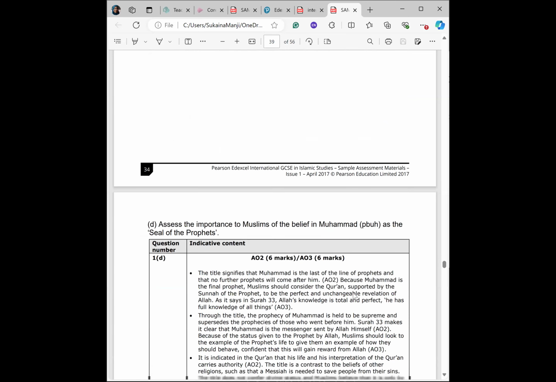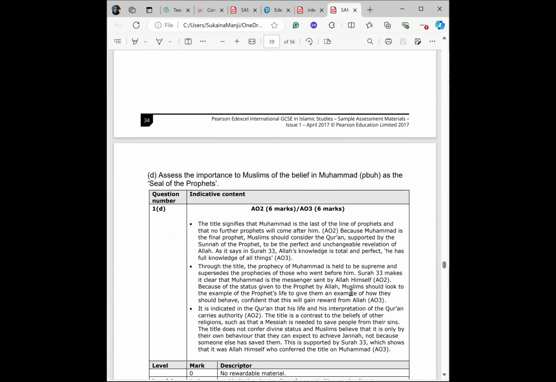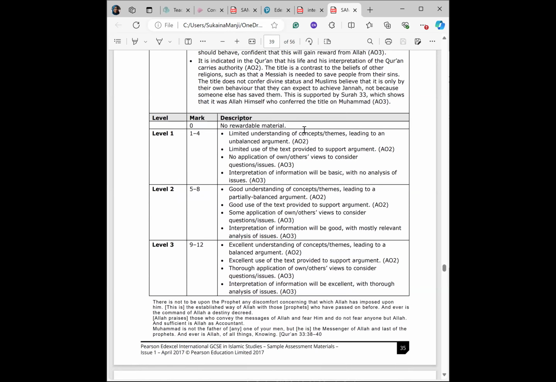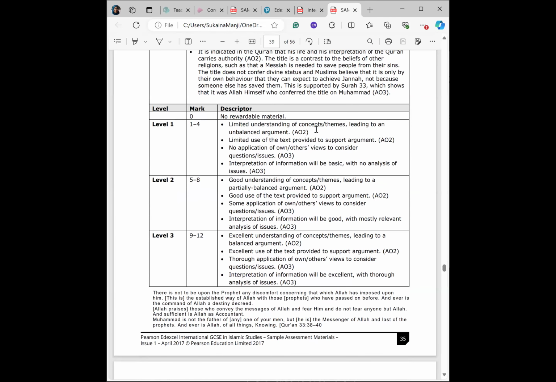And the D question, which is again level based, and this is where a lot of analysis needs to happen. For example, this question was, assess the importance to Muslims of the belief in Prophet Muhammad as the seal of the prophets. So here you can see indicative content for the examiner, which you can also use in the classroom as well. In terms of the level marking, where C was up to 6 marks, D is up to 12 marks. So within each level, there are 4 marks.